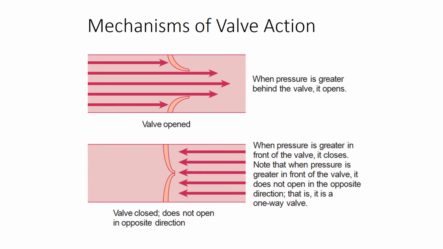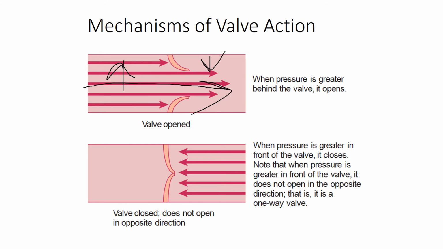So here are the mechanisms of valve action. For a valve to open, when the pressure is greater behind the valve, then the valve will open under normal conditions. So we have high pressure here, and here we have low pressure, okay? That allows for that forward movement.